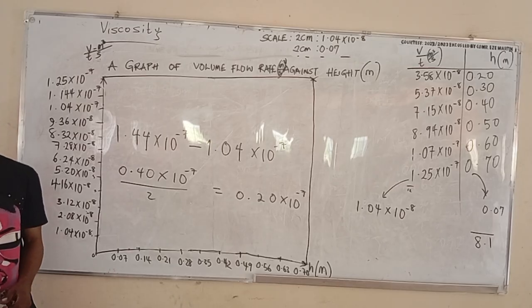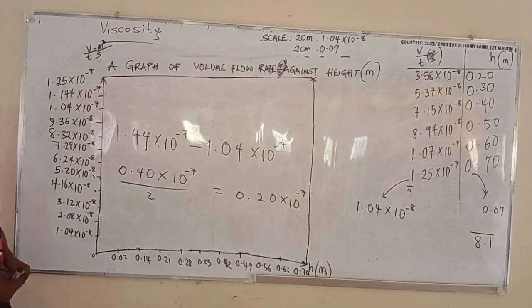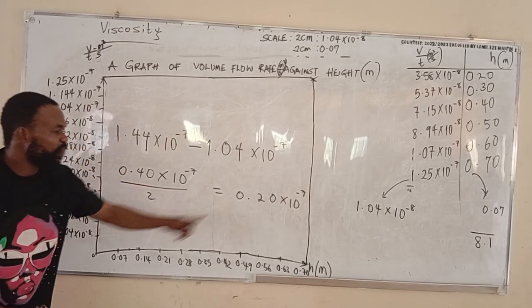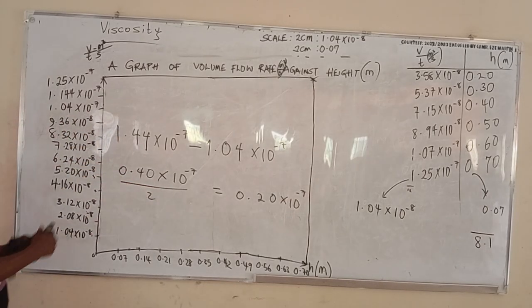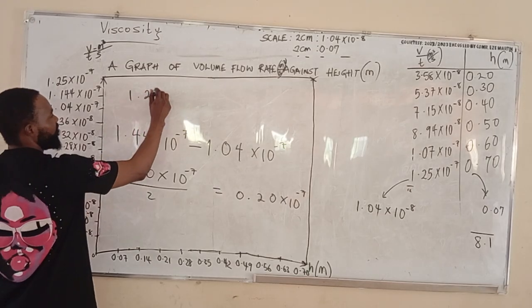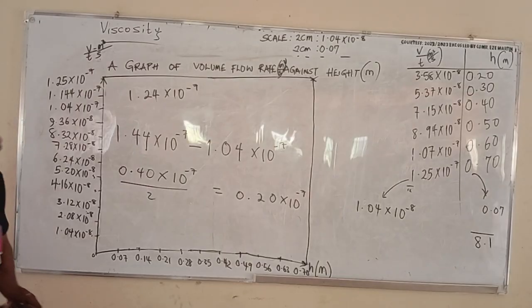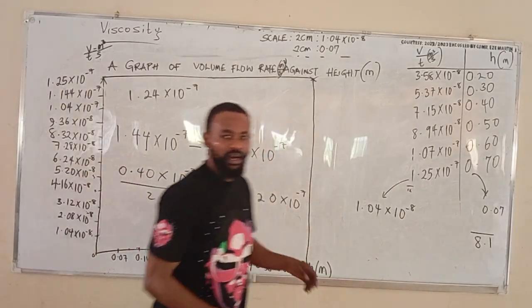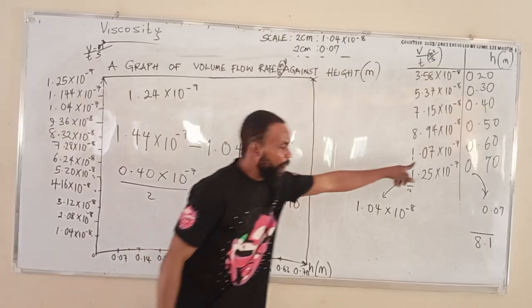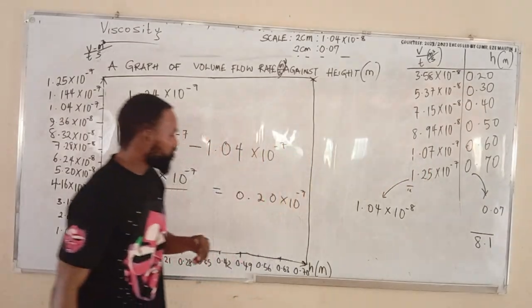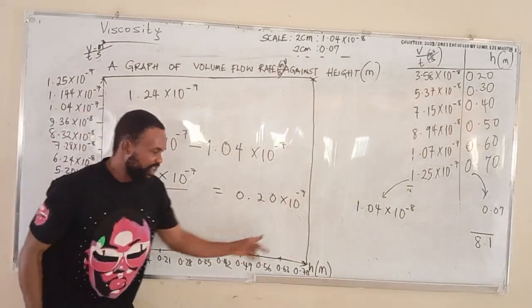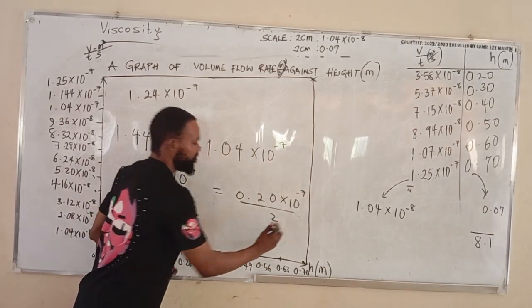I said 1.04 times this, add this to it, what do you have? 1 point times 10. Do you know what I'm trying to achieve? I'm trying to achieve 1.07. Now let's do it again. This thing I have here, divide it by 2, let's see what you have.